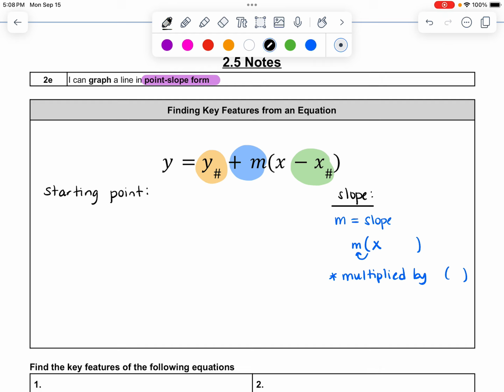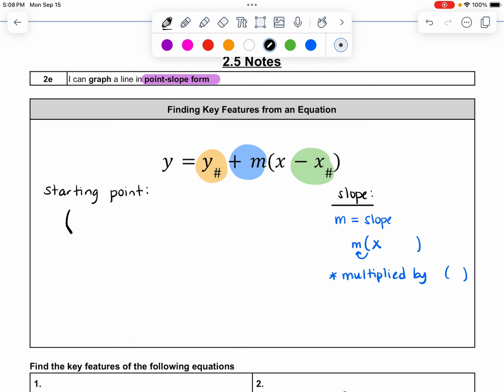We're also going to need to find a starting point. Unlike slope-intercept form, our starting points are not going to be on the y-axis today. They're going to be a random point somewhere on the graph. So in order to identify that starting point, we are going to need to figure out two numbers. We are going to need to figure out the x number that we should start at, and the y number that we should start at.